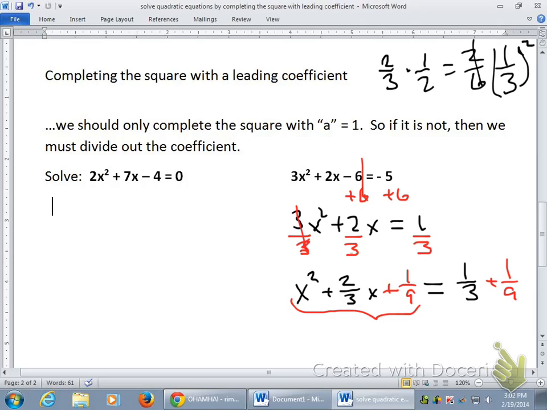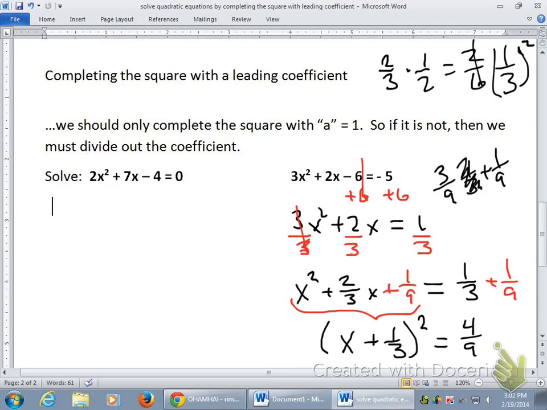This, of course, is a perfect square now. That was the whole reason we did what we did. So this is now x plus 1/3 to the second power equals, let's see, I got 1/3 plus 1/9. See, that's really 3/9, right? So that's 4/9. I like 4/9 because I recognize the 4 and 9 are both perfect. So this is going to be pretty nice for me.